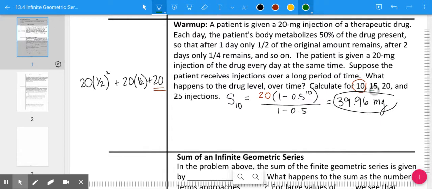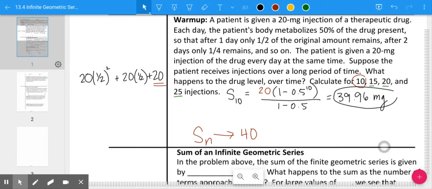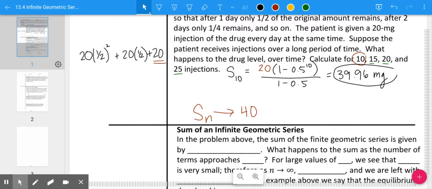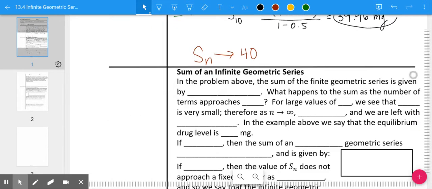What I would like you guys to do right now is go ahead and, using the same formula, calculate the amounts at 15, at 20, and at 25, and go ahead and write those into the Edpuzzle. And hopefully, if you did that correctly, what you guys saw was that S sub n appears to be getting closer and closer to 40. The values kept being like 39.99999, etc. So the values are getting closer to 40, but they don't appear to be going over the value of 40.